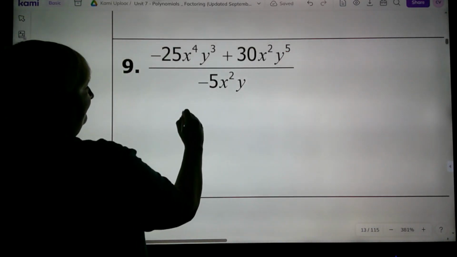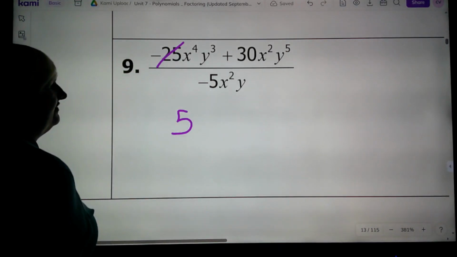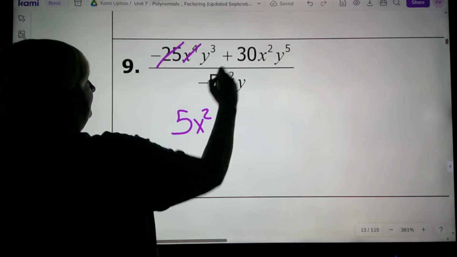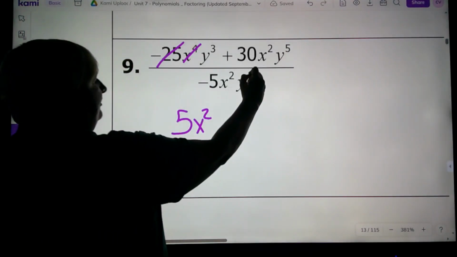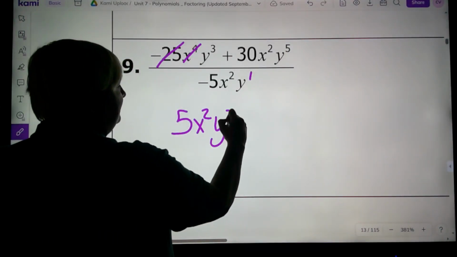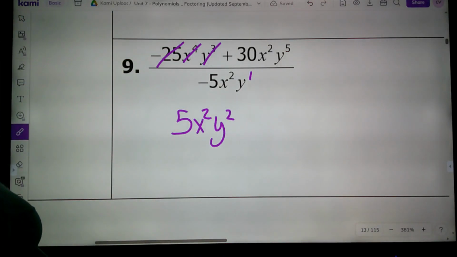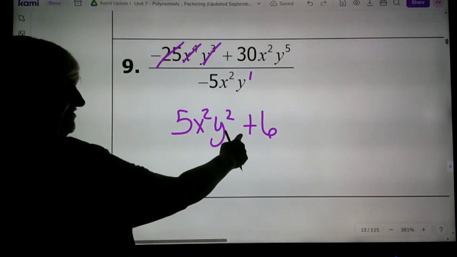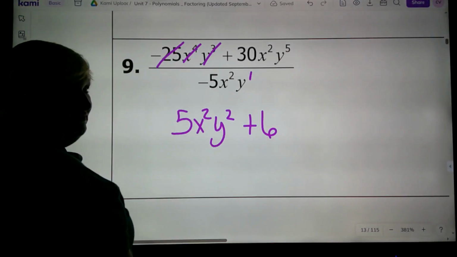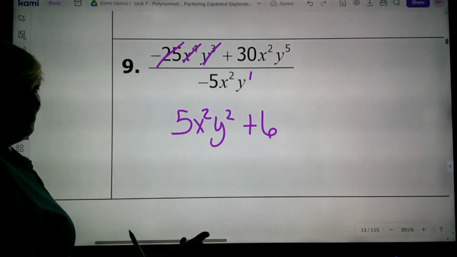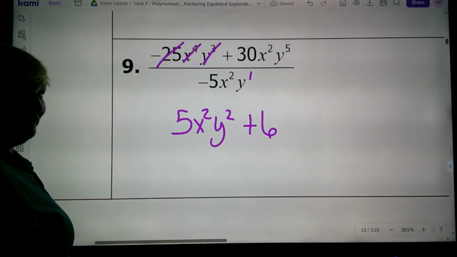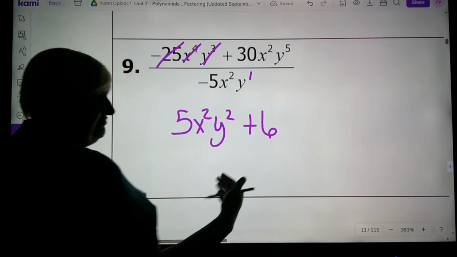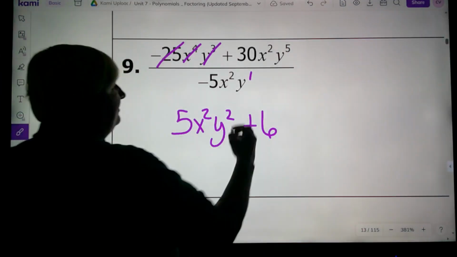Negative 25 divided by 5. X to the fourth divided by x to the second. Y to the third divided by y to the first. 30 divided by 5 is a positive 6. If it's not separated by an operator, it's not right, because this is going to end up being 2 terms. And if you don't put the operator, it's not 2 terms. Make sure there's a plus sign or a minus sign in between to make it 2 separate terms.